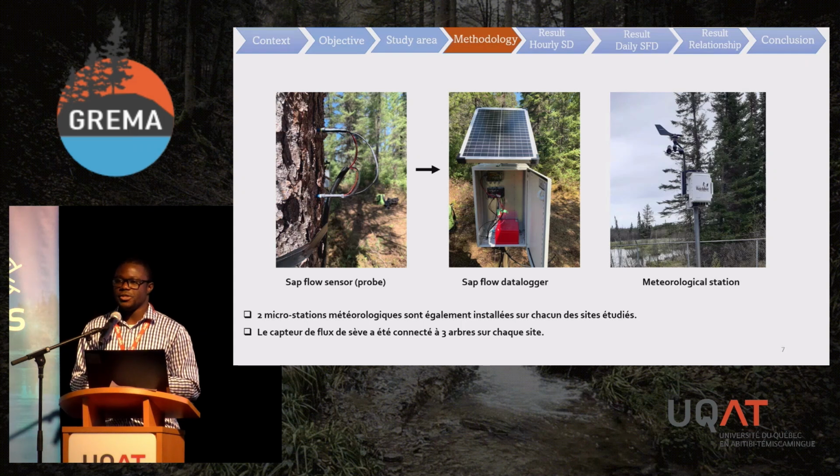To get information about our sap flow density and the way it behaves, we have sap flow sensors installed on the sites. At the top of the esker we have 3 sap flow sensors installed on the trees, and also at the base of the esker. These sensors register information in the sap flow data logger, so every piece of information on the movement of the sap in the tree is recorded every 10 minutes. About 200 meters from the site, we have a big meteorological station, and at the study site we also have 2 micro stations installed.